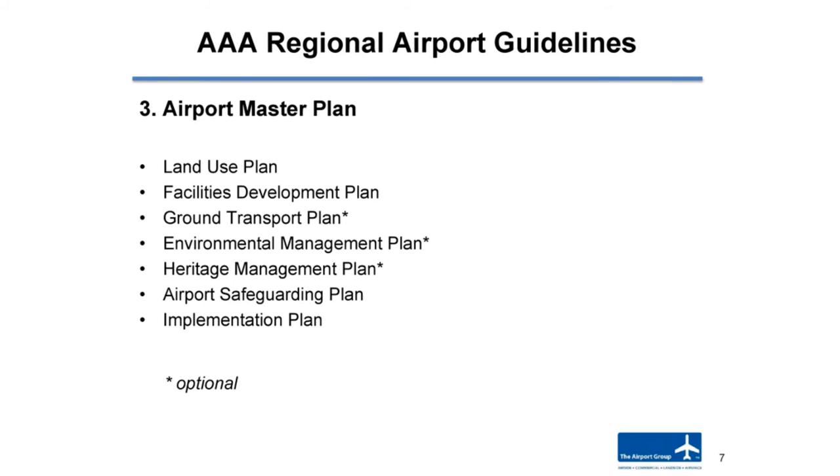The other sort of half of the guidelines, if you like, is focused on what they refer to as the airport master plan. So that is all the land use plan, the facilities development plan, ground transport plan, environmental, heritage, airport safeguarding and implementation. So I'm sure that most of you are across the content of this guideline already, and as you know, there's a few that are plans or elements of the guideline that are outlined as optional, being the ground transport plan, the environmental management plan and the heritage management plan, which I think raises a very important discussion about developing a master plan which is appropriate for your airport.